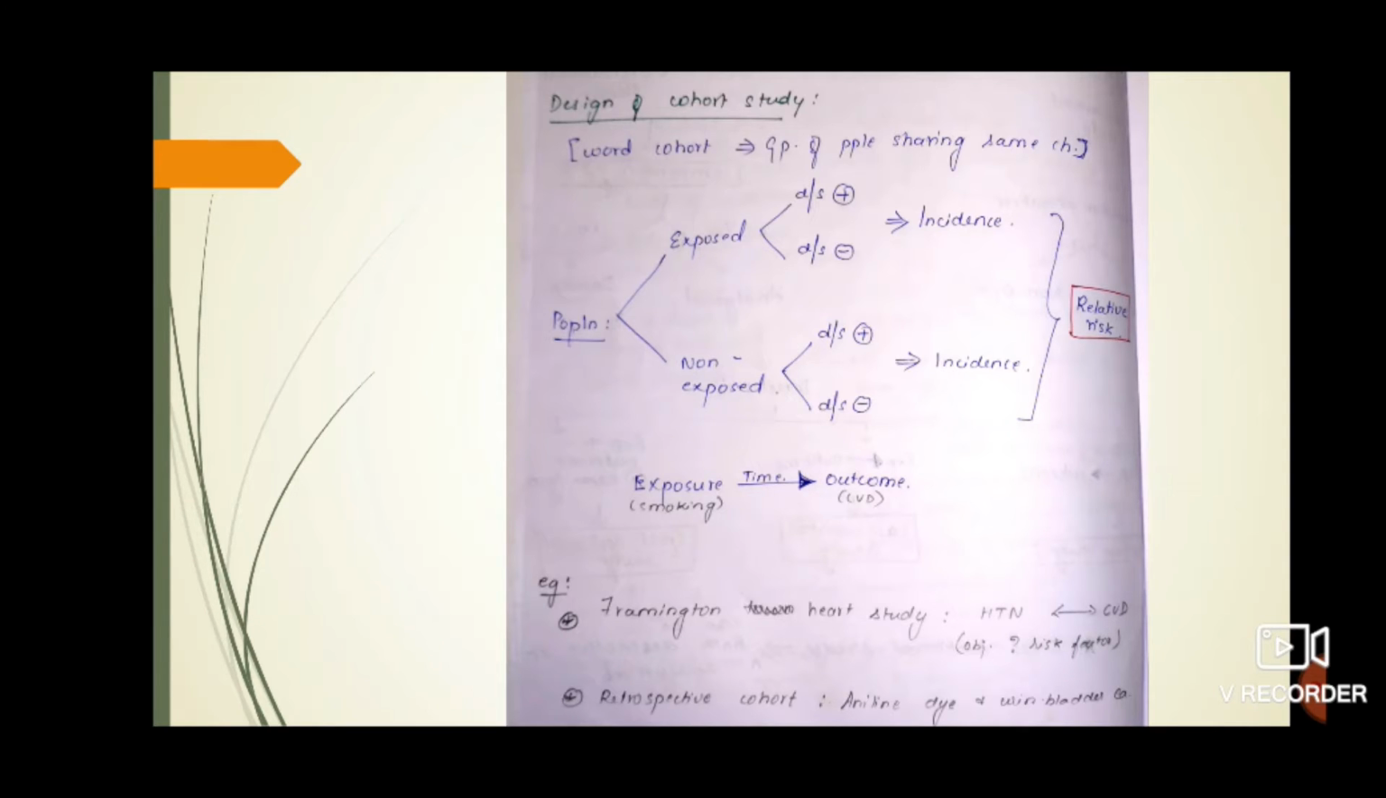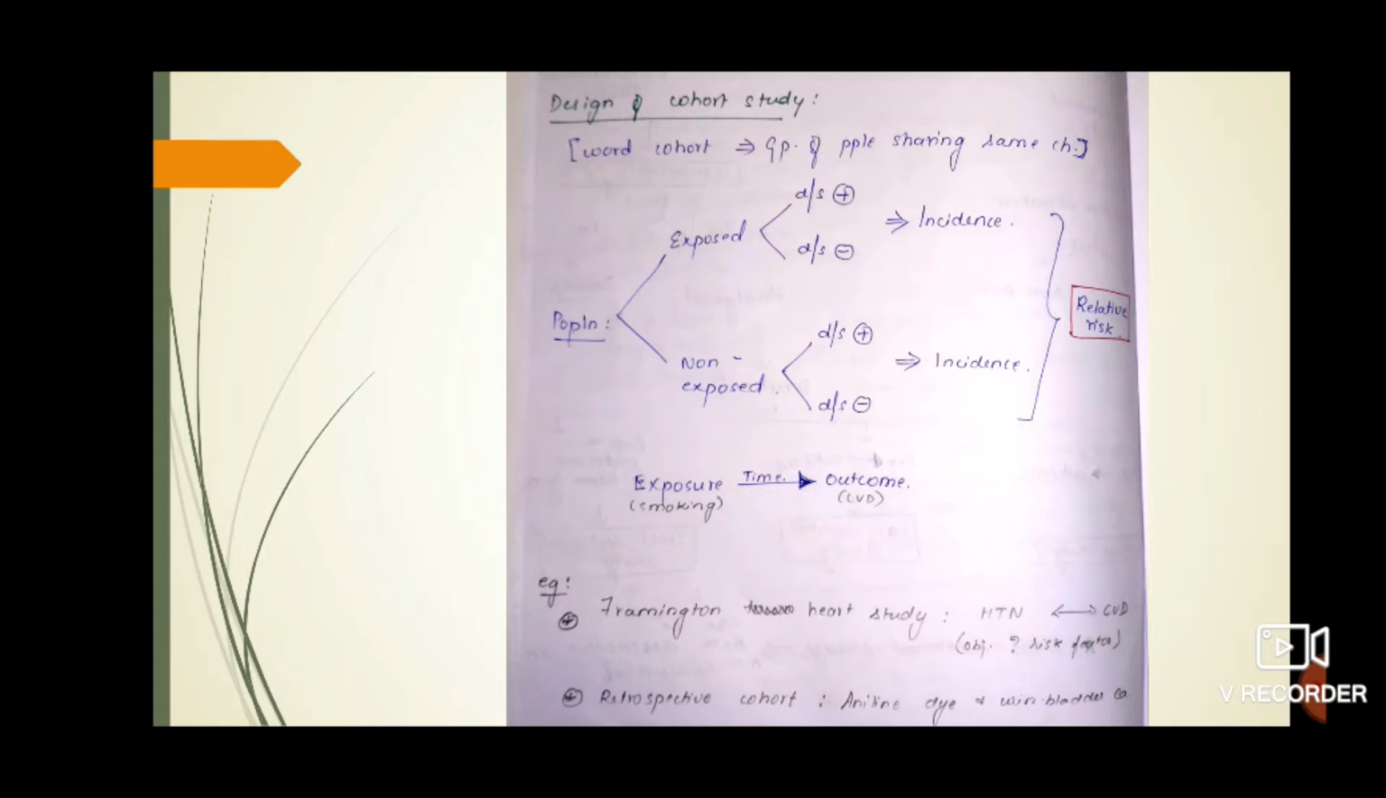The word cohort itself means a group of people sharing the same characteristic. It was first used by the Romans, who called the Roman soldiers marching forward in a war a cohort. Coming to the design of cohort studies, we can divide the population into two, that is exposed and non-exposed. Among the exposed, we have the disease positive individuals and the non-diseased individuals. In the non-exposed population also, we have the diseased individuals and non-diseased individuals. For both the wings, we will find out the incidence, and that on the whole will give the relative risk of the exposure to that disease.